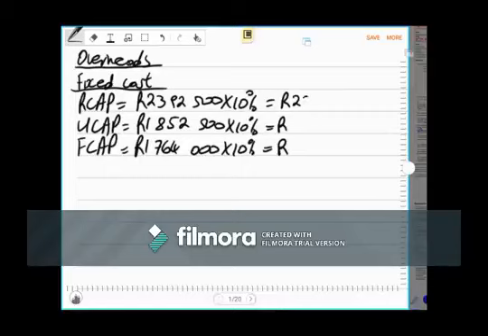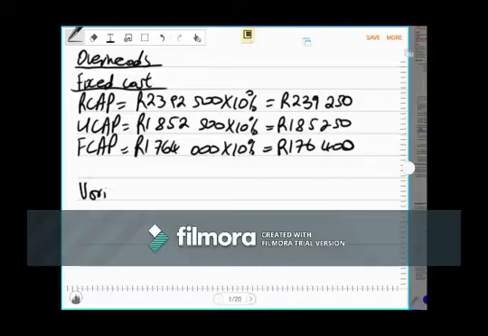This will give us 239,250, 185,250, 176,400. That will be the fixed cost. You just times by 10%, you eliminate the last zero. Then we go to the variable part, variable overheads. This was fixed overheads.